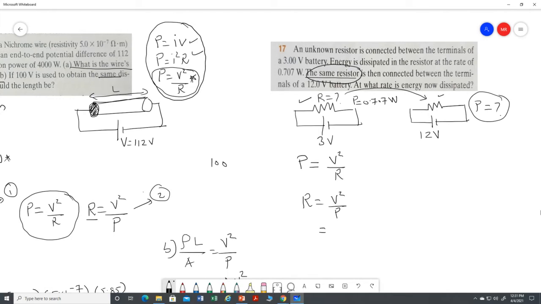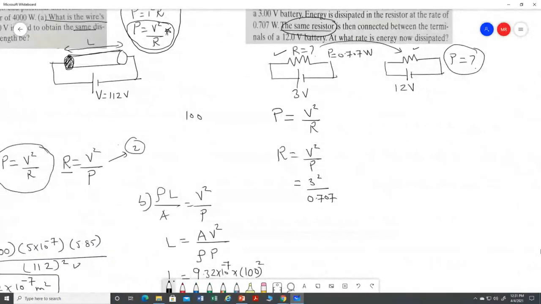And what is the volt? You applied 3 volts. That means 3 square over, and what is your power in the first part? It is 0.707. So when you apply these values, you will get the value of the resistor. Could you please tell me what is the value of the resistor? 3 square divided by 0.707.